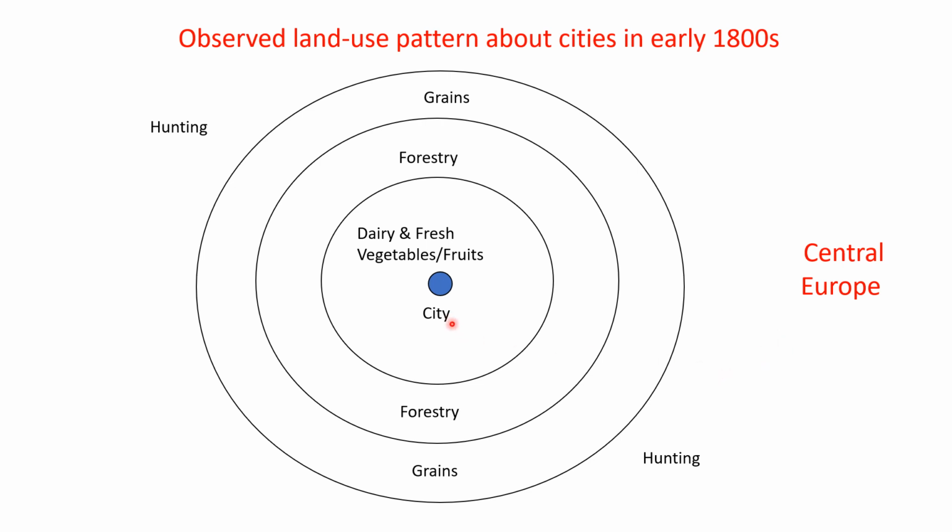The reason you have dairy and fresh vegetables and fruits is because they tend to spoil quite rapidly, so they have to be close to the city. It takes a bit of work to transport them. You can't transport them for more than a few hours or else they could spoil. Forestry is in this area for the simple reason that people needed wood for heating purposes and cooking, and then the grains are further out.